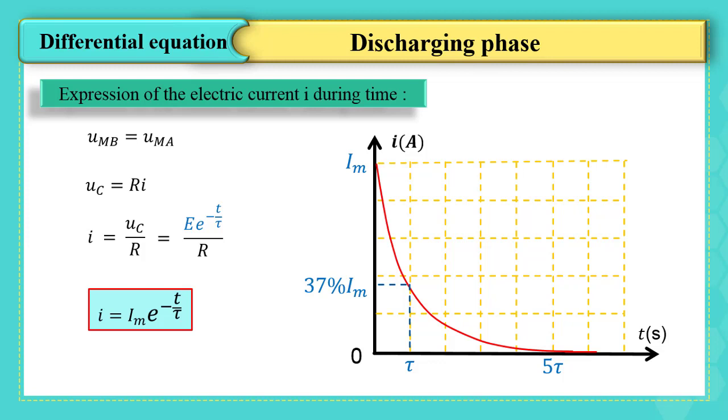Here we must note that the sign of the expression of I depends on the positive direction. In our case, the positive direction is chosen as the direction of I. So the expression of I is positive. But if the positive direction is chosen opposite to the direction of I, the expression of I will be equal to minus Im exponential minus t over tau, and it becomes negative.